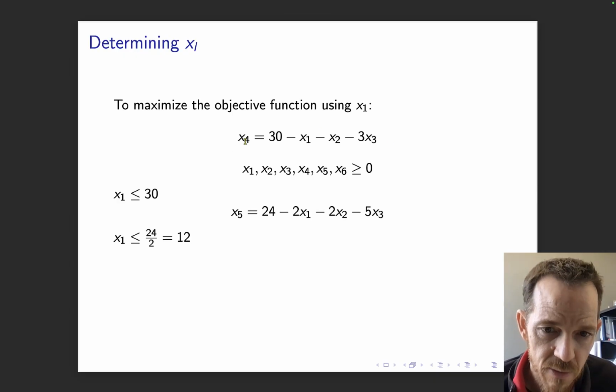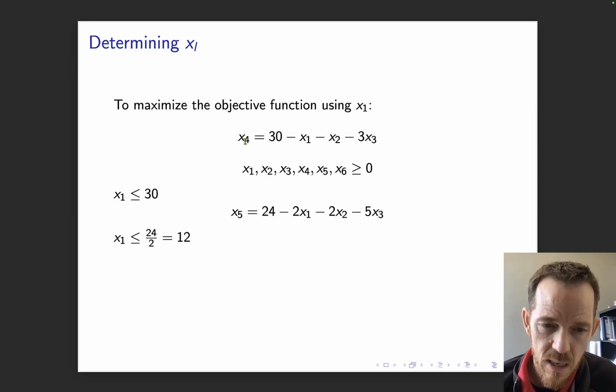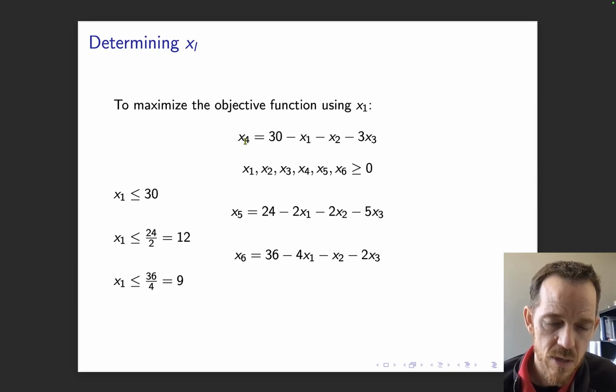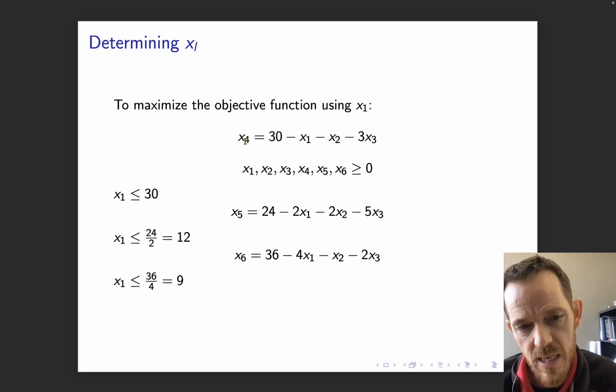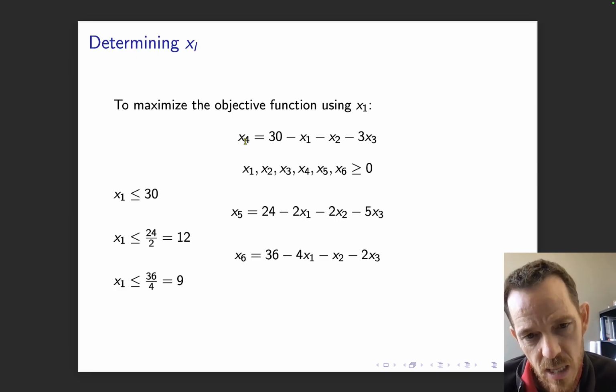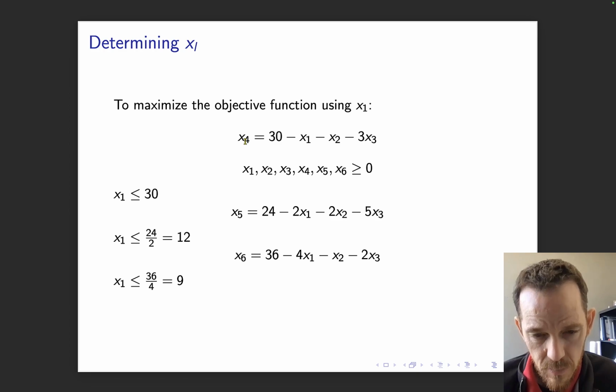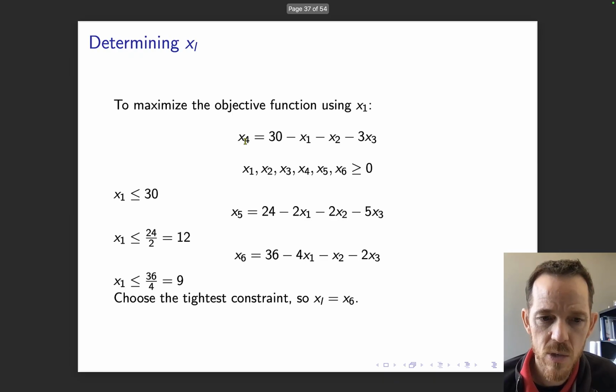Now x sub 5 has to be greater than or equal to 0, but x sub 1 has to be less than 12 due to the constraints in the equation for x sub 5. For the equation with the equality x sub 6, x sub 1 can be at most 9. What we do is we choose the tightest constraint, so we choose x sub 6 as our leaving variable, and we're going to pivot now.